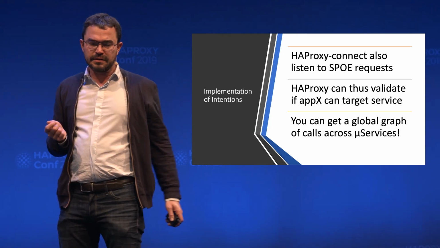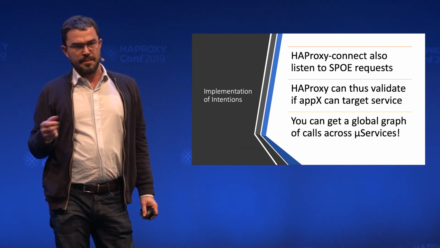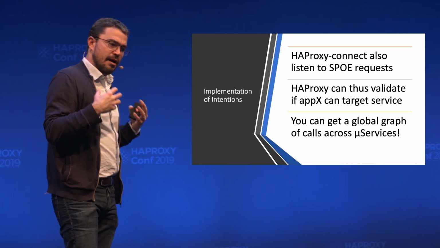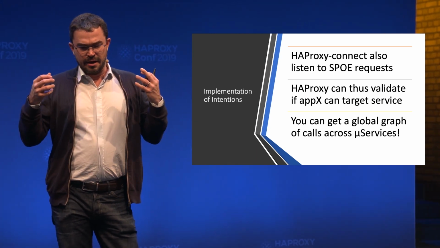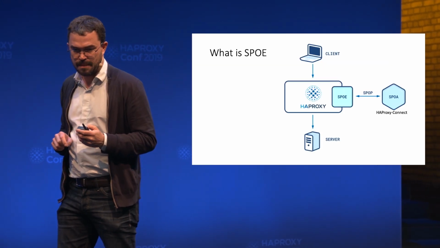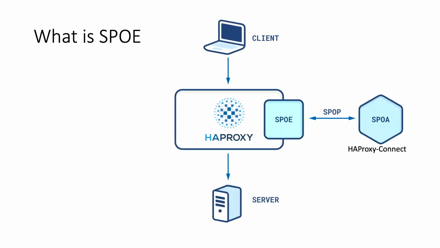So in order to do that, what we did was implement the SPOE mechanism. HAProxy Connect is going to listen for SPOE requests, validate them, and allow the request to pass to the service itself. So what is SPOE? SPOE is a way of offloading some work to another agent called SPOA, and to perform some kind of validation and stuff like that.